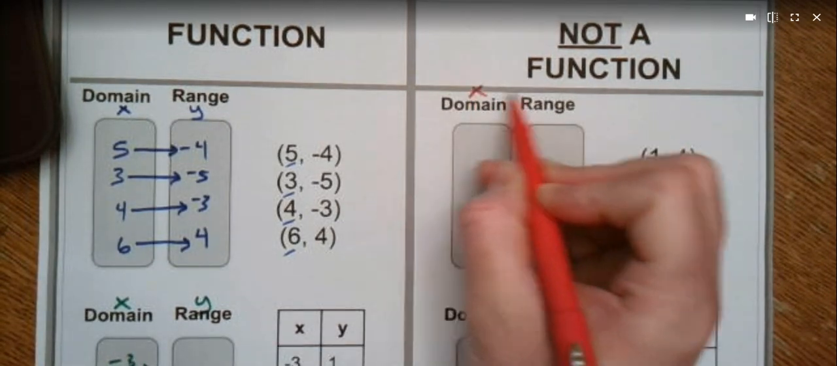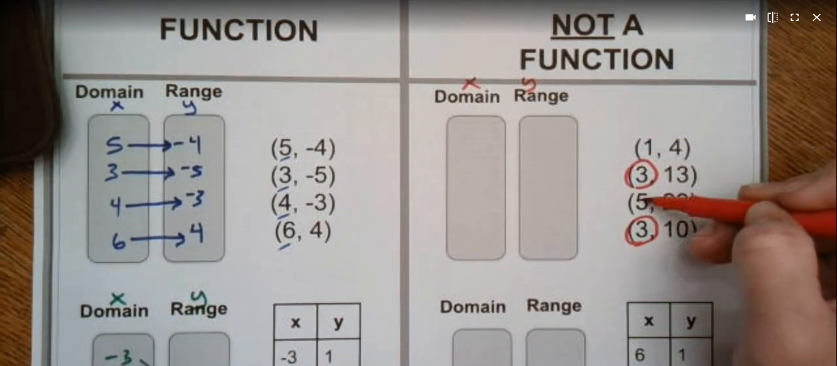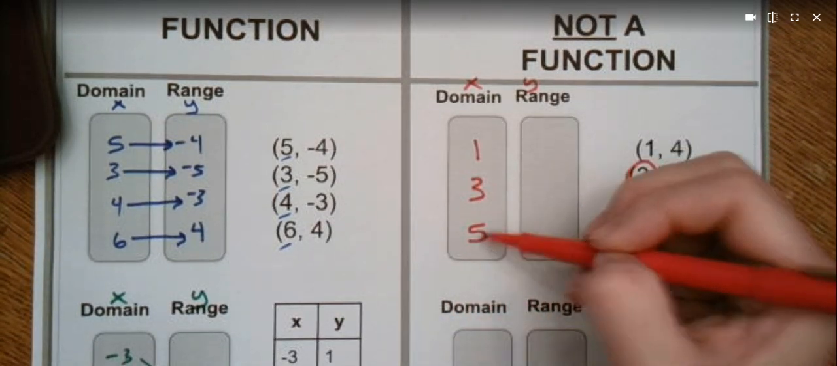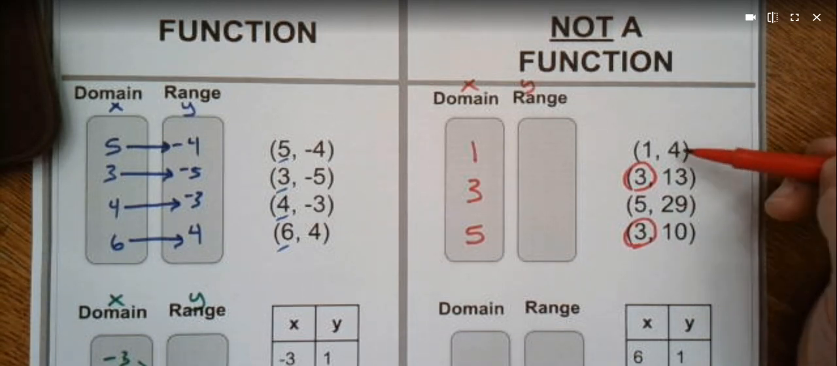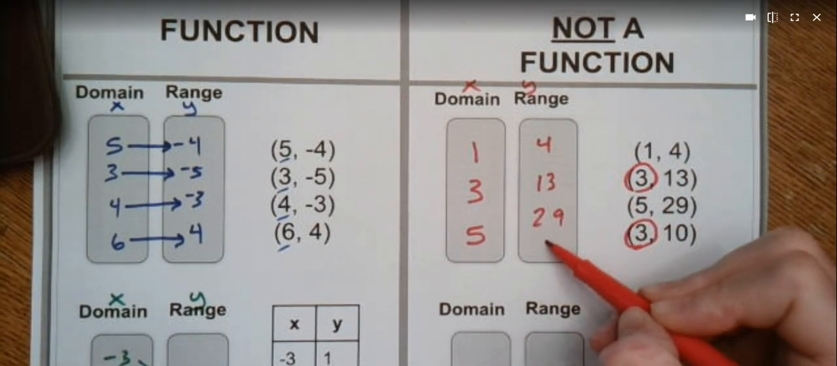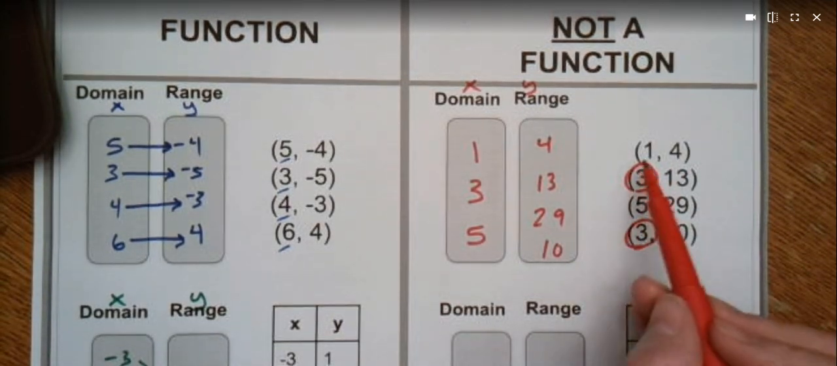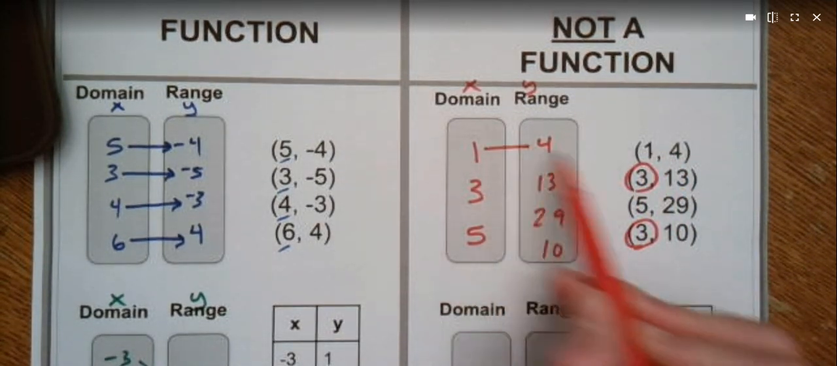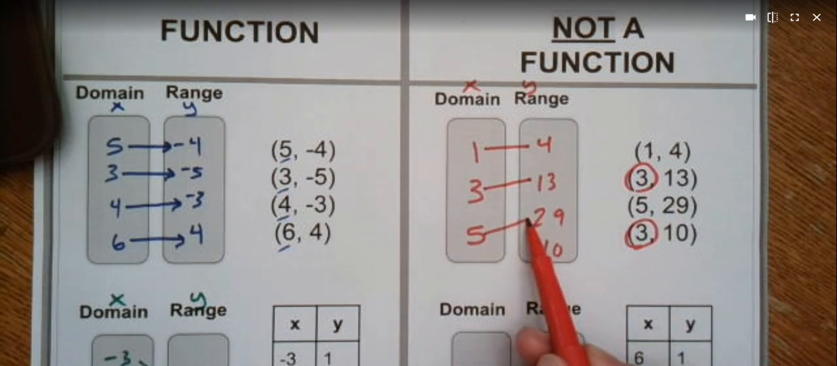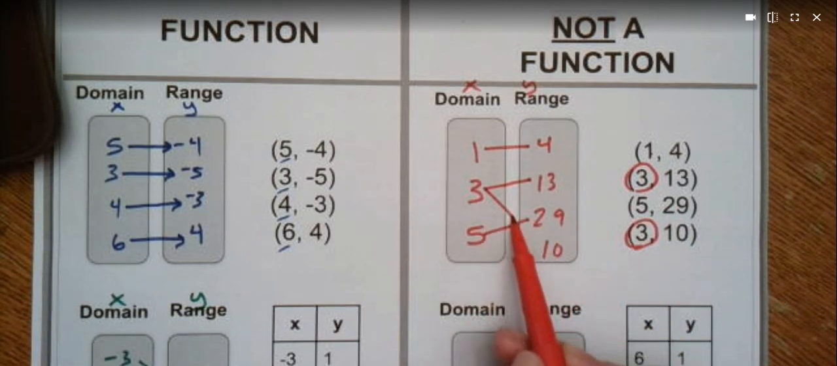Okay, so X and Y. 1, 3, 5, 3. So 1, 3, 5. Remember, I don't repeat any numbers when I put them in the mapping diagram. And then the Y, 4, 13, 29, and 10. Okay, let's connect X with Y. 1 connects to 4, 3 connects to 13, 5 connects to 29, and 3 connects to 10.